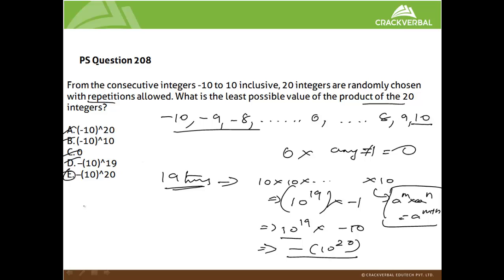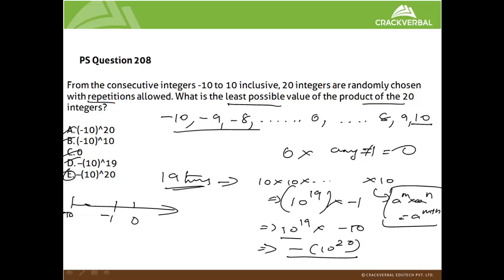Most of the students get this correct. Only in one step do they make a mistake, which is answer choice D that they end up picking, because they multiply 10 power 19 into minus 1. Minus 1 will give you a negative value but will not give you the least. The question is asking for the least possible. When you compare minus 1 and minus 10, minus 10 is the least because it comes to the left of minus 1 on the number line. From minus 1 you have 0, and minus 10 will come to the left. So the answer has to be E.